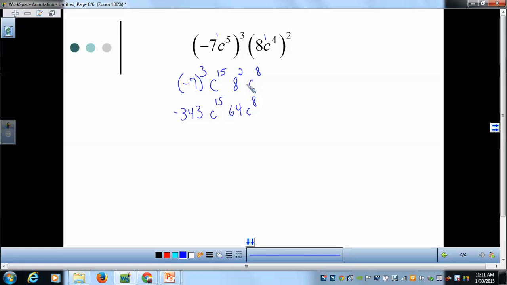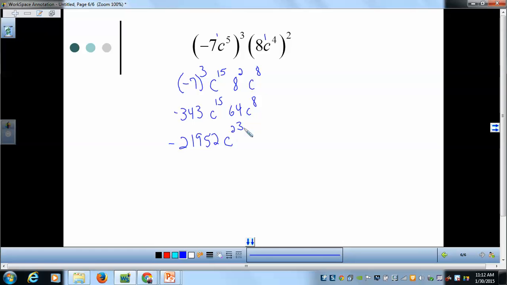Now remember, this is all multiplication. So now this is 343 times 64, which gives us a very large number, negative 21,952. And now I can see, okay, I have 15 c's here and 8 c's here, so I have c to the 23rd power. So this is a way that you can use all of the properties that we have discussed so far.